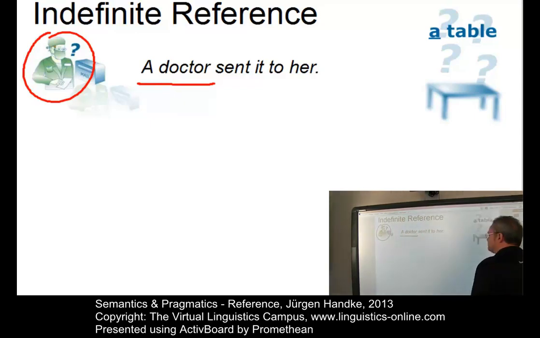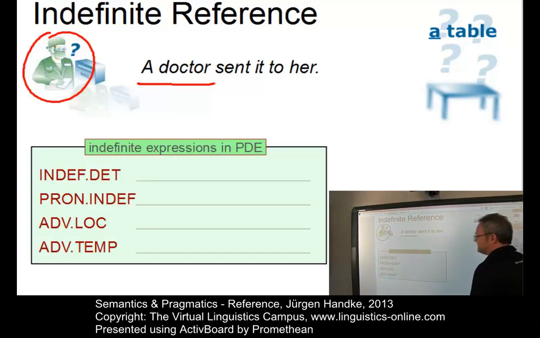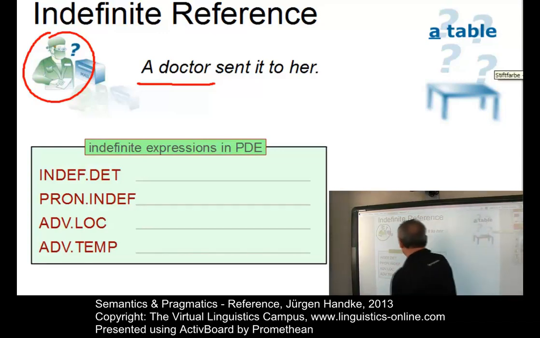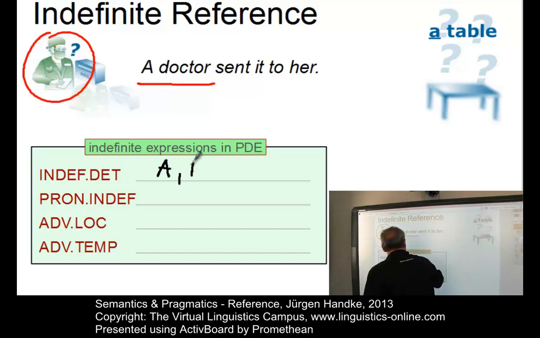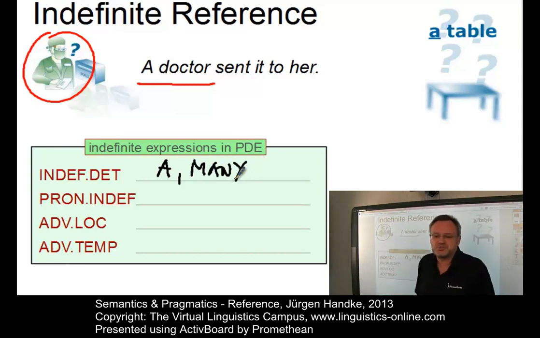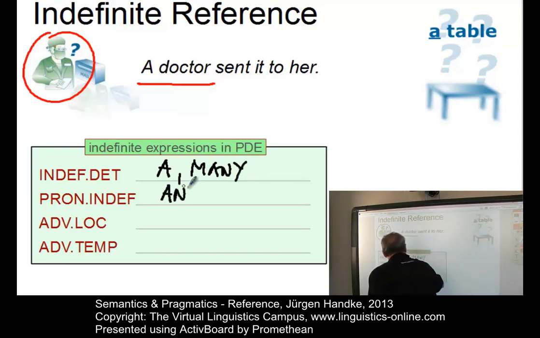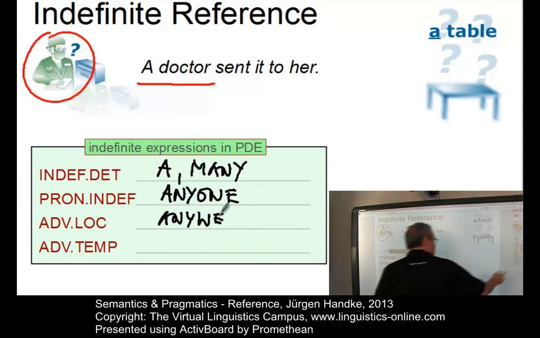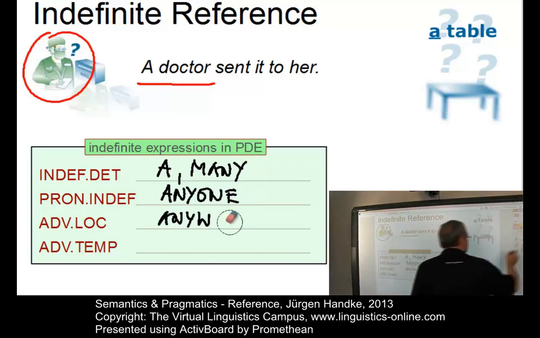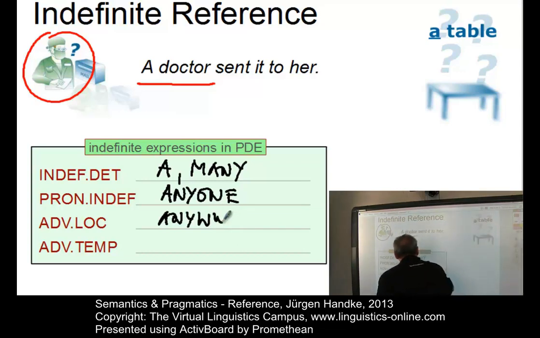Indefiniteness is signaled by the following elements in present-day English. For example, by indefinite determiners such as a or many. Indefinite pronouns such as, well, let's take one of them, anyone. Anywhere would be a locative adverb, and a temporal adverb would be something like sometime.